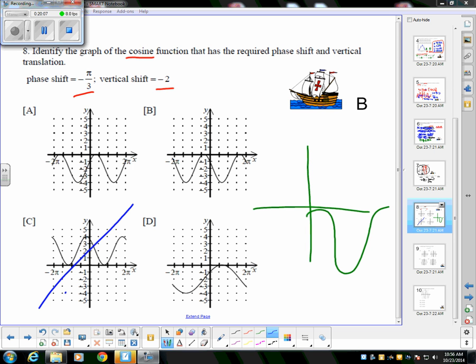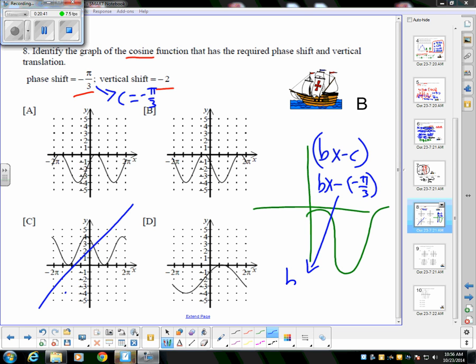We have this thing called the phase shift, which is negative pi over 3. That means our C coefficient, this right here, means that C in our equation is equal to negative pi over 3. Now, if you will remember, the phase shift is dictated by this bx minus c kind of thing, right? So whatever b is, x minus c, I have negative pi over 3, which really translates to bx plus pi over 3.